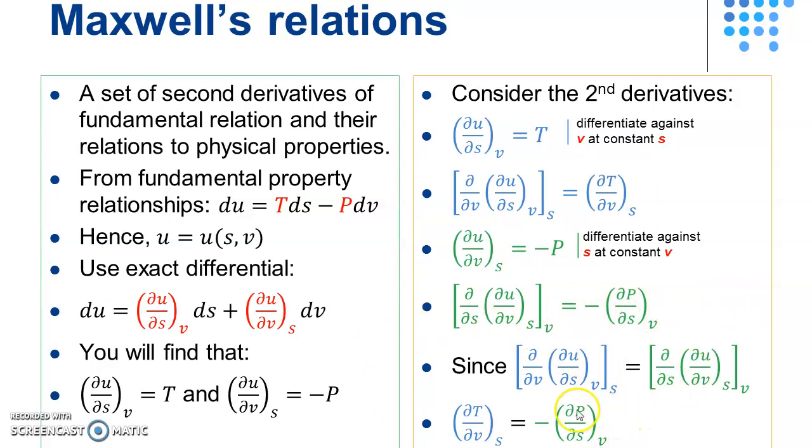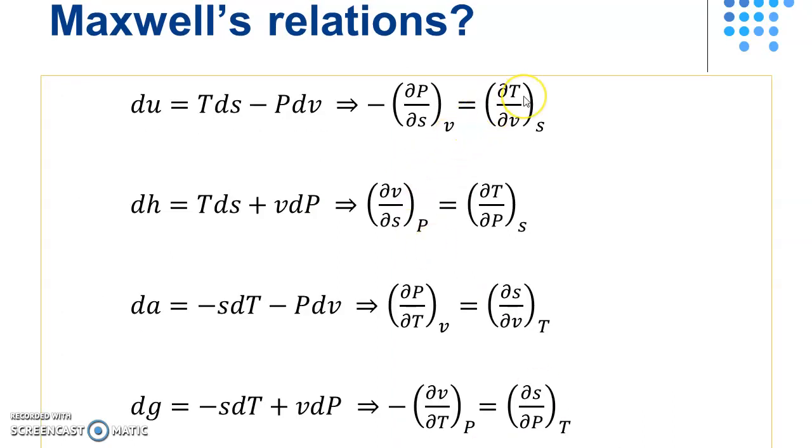So now we have a second derivative equation. And you can now relate the change in temperature with volume at constant entropy to the change in pressure with entropy at constant volume. And these are the rest of the Maxwell relations. Can you try to prove all these yourself? That's the end of this lecture.